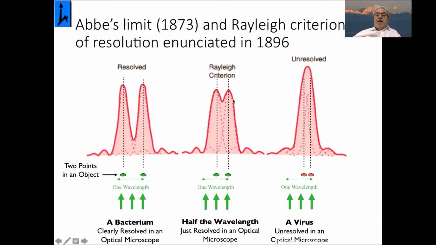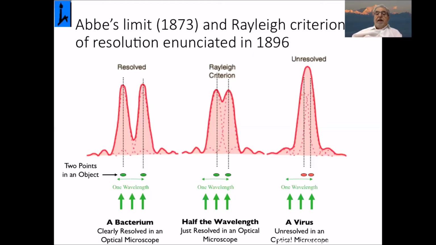And as a result of that, the criterion of Rayleigh is that you have to have a peak to valley in the middle of this overlap that is 20%, and therefore this would be a resolvable item with optical microscopy. And this is the valley, and this is the peak that we are speaking about.